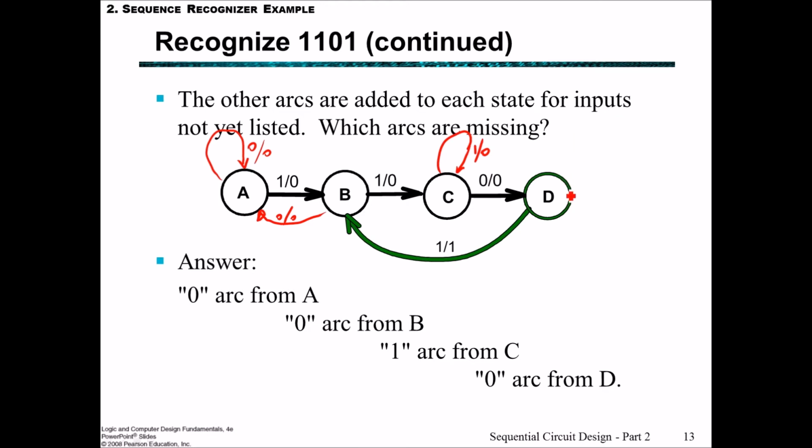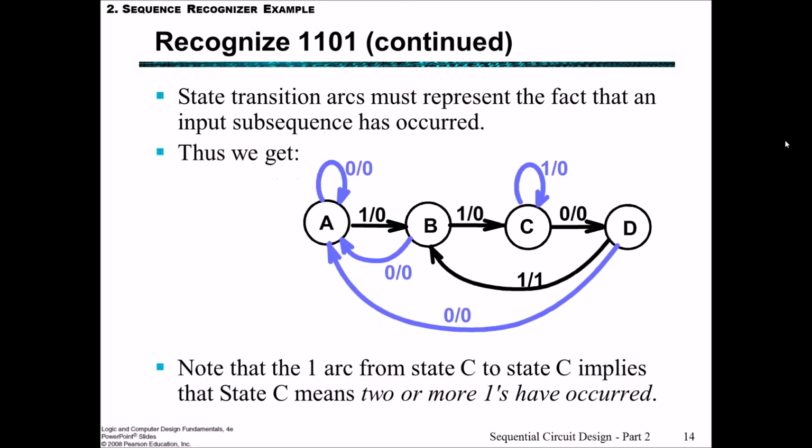Then from D, if we get a 0, we don't stay at D, we obviously move all the way back to A with an output of 0. So here the state transitions are drawn up a bit more cleanly, and then this note here is what I was explaining before about having the 3 1s in a row for the purpose of our state diagram is as if we've just had 2 1s in a row of the sequence. So C means that 2 or more 1s have occurred in a row.